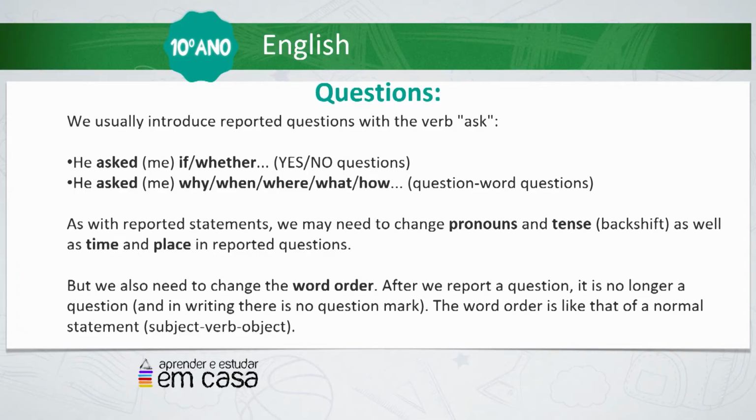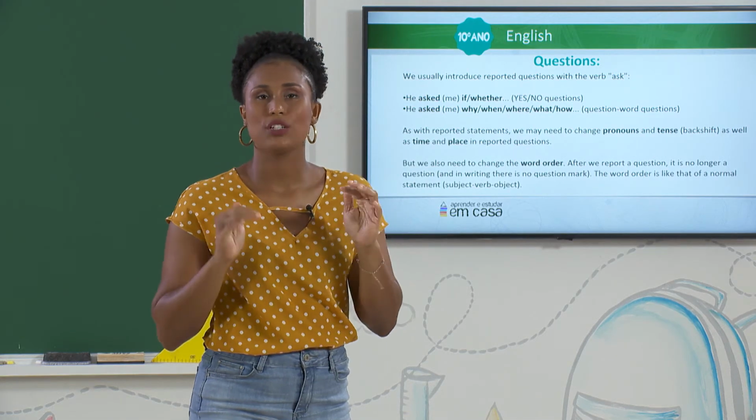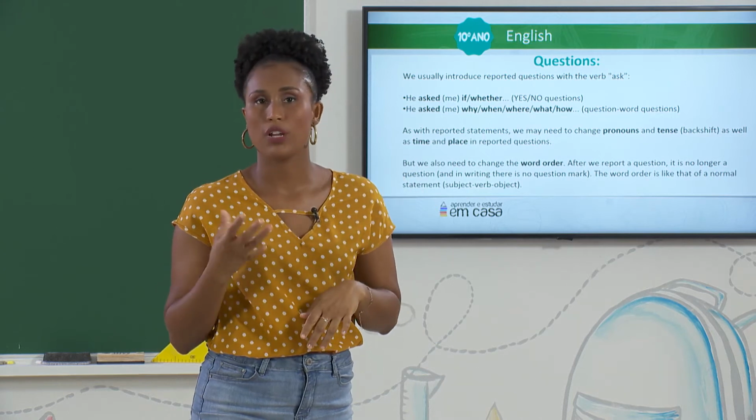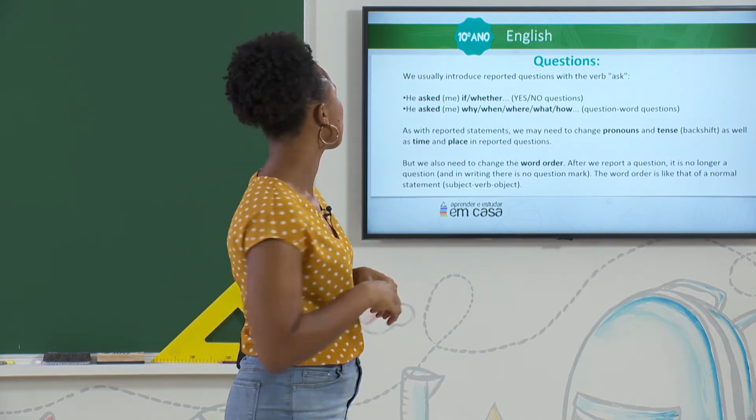What about questions? We usually introduce reported questions with the verb ask. For example, he asked me if or whether, for yes/no questions, or he asked me why, when, where, what, how. This is for the WH questions. As in a reported statement, we may need to change pronouns and tense. Backshift, remember? Yes, as well as time and place in reported questions. Then we are going to analyze the changes that we made in verb tenses, pronouns, and time, places, etc.